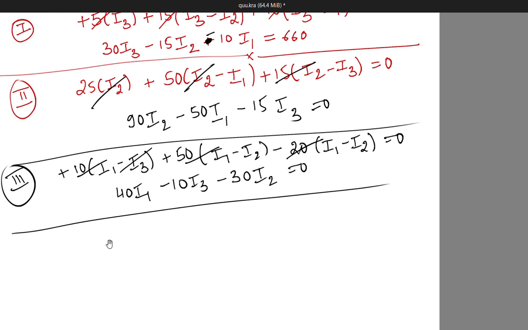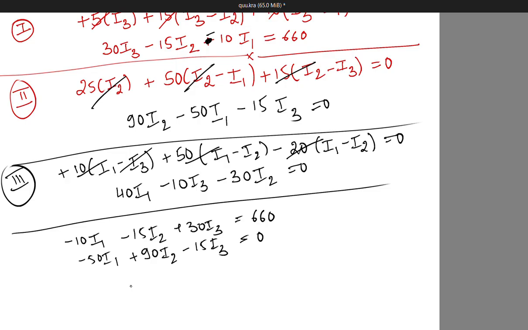You can put them in the calculator. It will be in the order, so it was minus 10 I1, minus 15 I2, plus 30 I3 equals 660. First equation. The second equation is minus 50 I1 plus 90 I2, finally minus 15 I3 equals 0, and the last equation is essentially 40I1 minus 30I2 and minus 10I3, which is once again equal to 0.